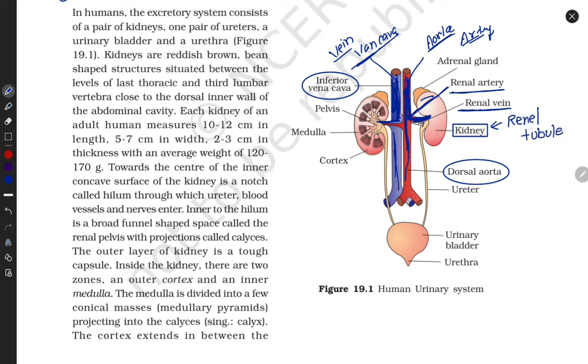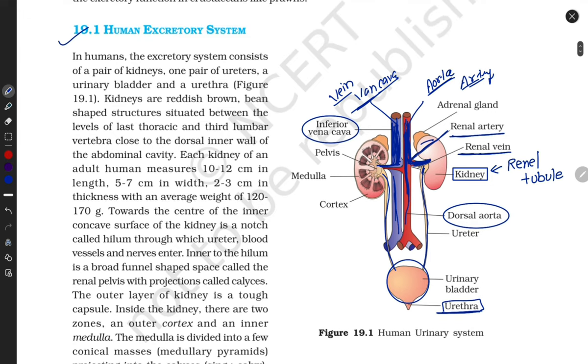Now, this is the ureter, one pair in number. This is the urinary bladder, which collects our urine. And this is the opening, the urethra. Alright guys, let's start with the explanation of the excretory system.